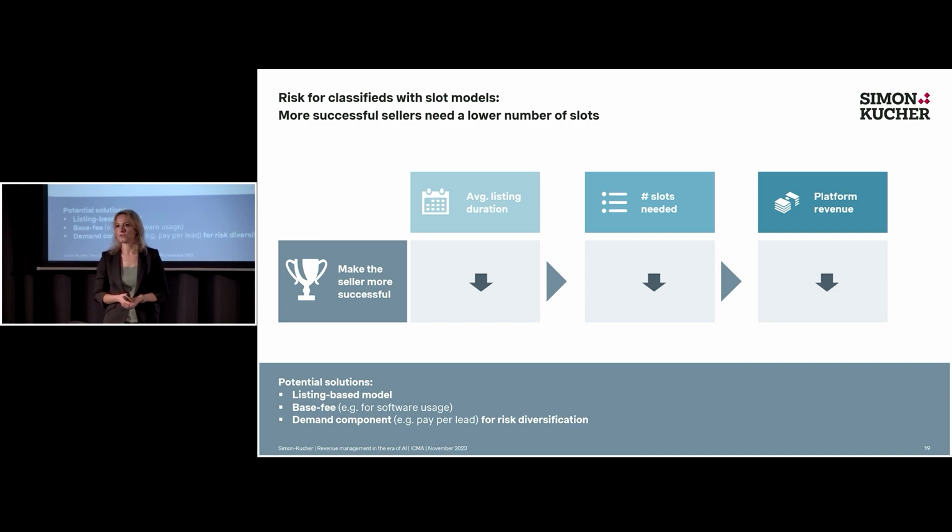One of the easiest ones could be switching to a listing model. So people don't pay for slots anymore, but in the future they pay for listings. And if the listing duration decreases, that's not a problem for us. Another option is just introducing a base fee.